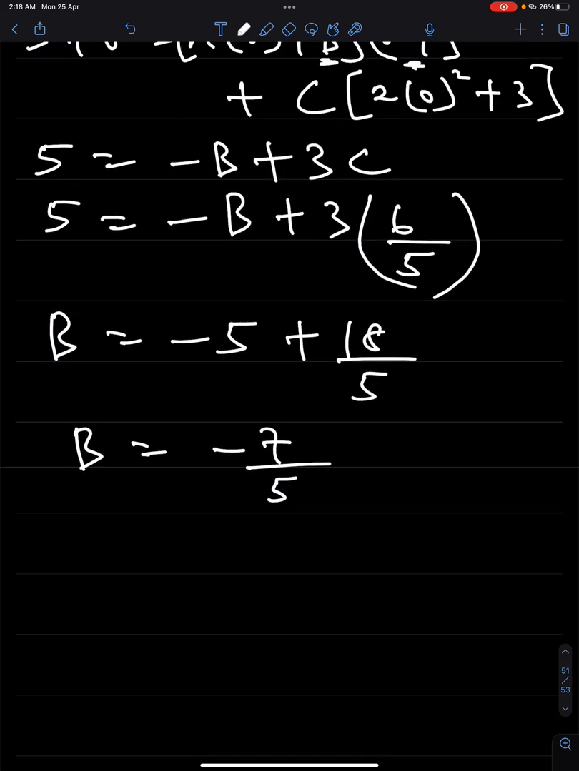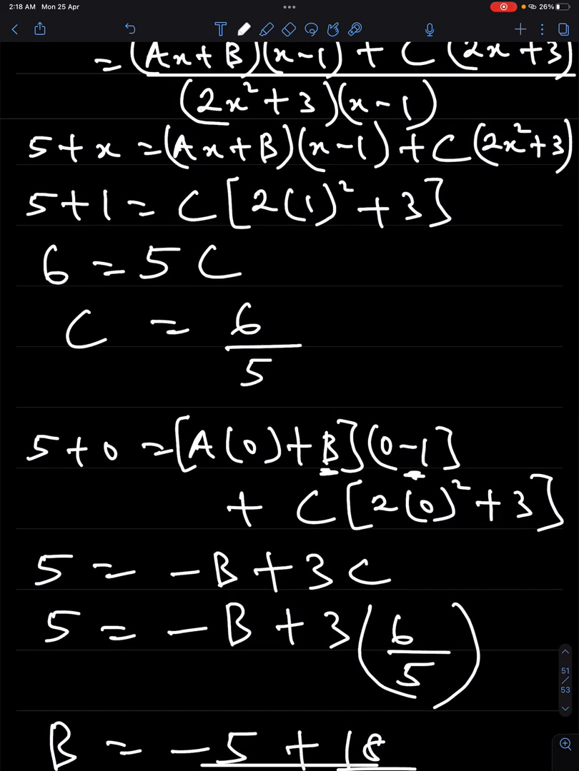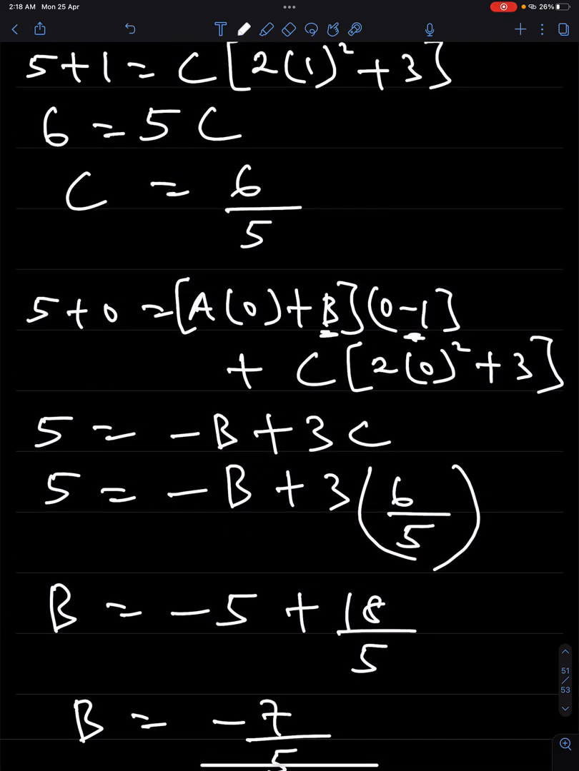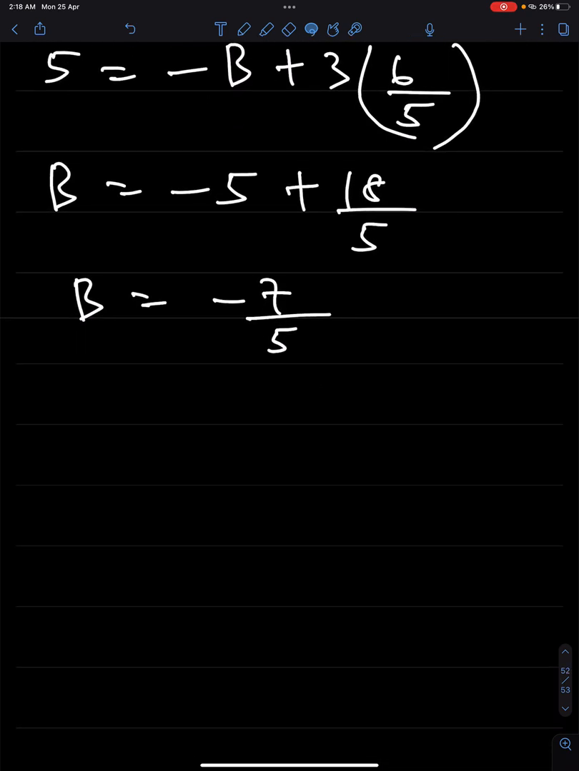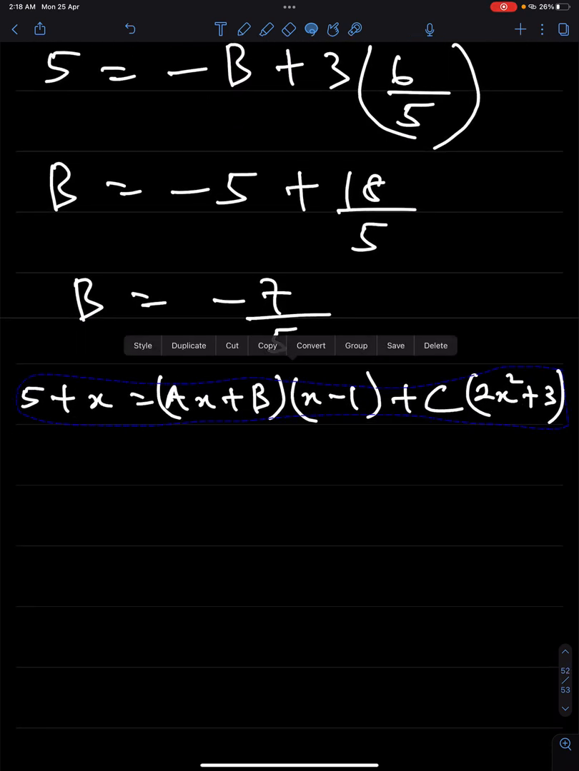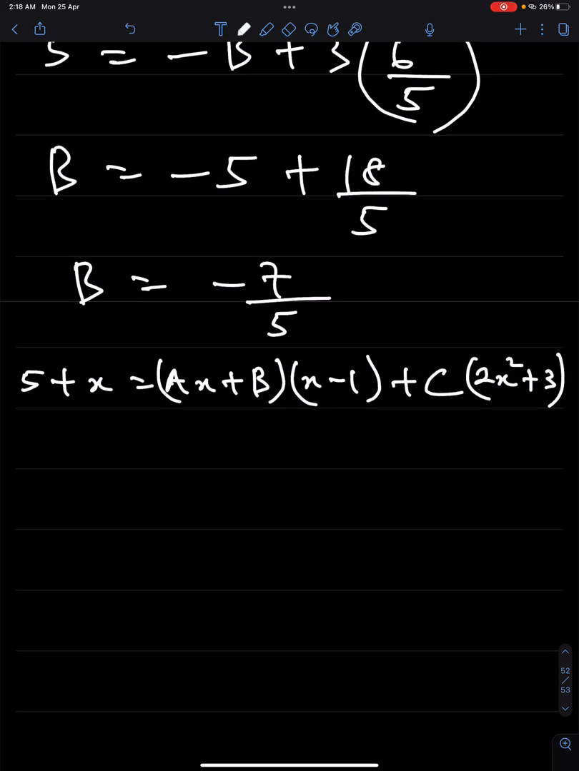Minus 7 over 5. Now I have the constants c and b. I'm only left with a. So let me copy the identity and think of another small value to substitute in it to make it simpler. This is the identity. Now I want to put x equals, I've used 1 as 0. Let me put x equals minus 1.